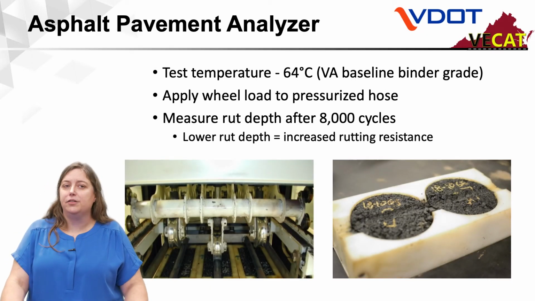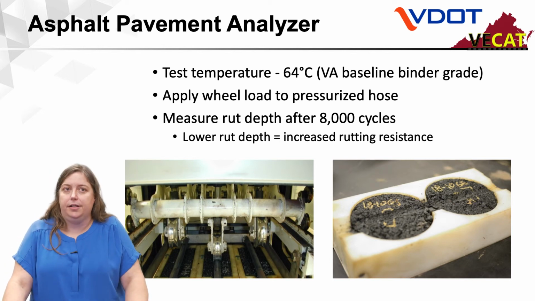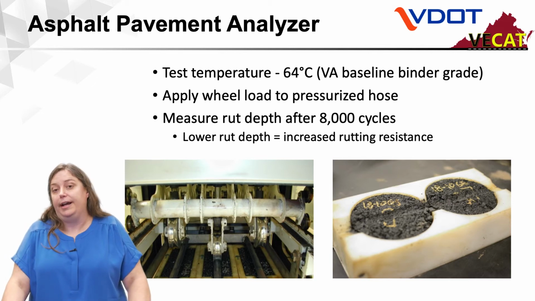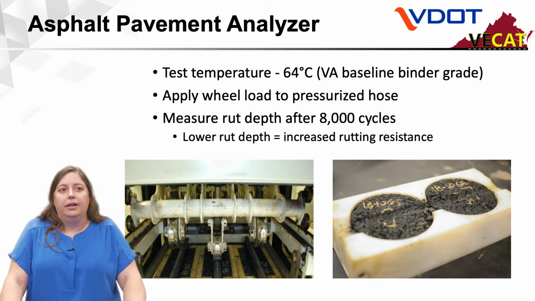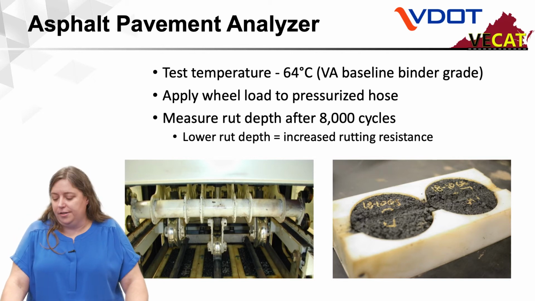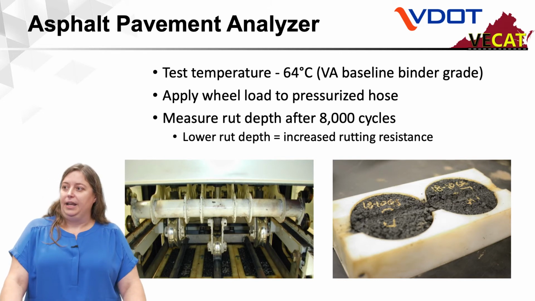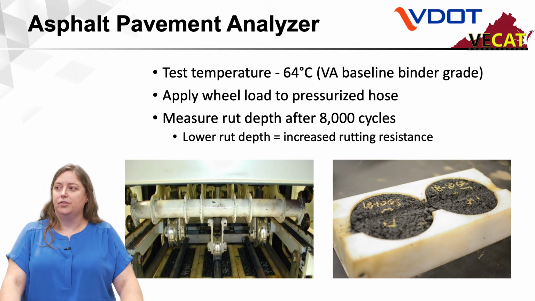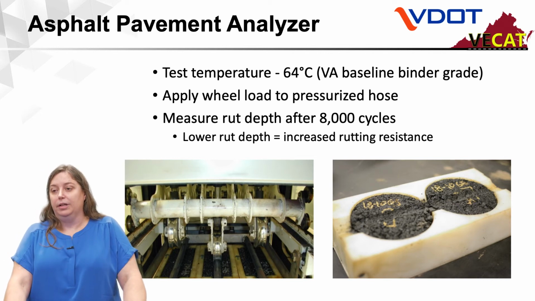The Asphalt Pavement Analyzer is used at 64 degrees C, our baseline binder grade for testing. The machine applies a wheel load to a pressurized hose that simulates the action of a tire rolling across the pavement. We measure rut depth after 8,000 cycles, and lower rut depth means increased rutting resistance. Pretty straightforward. It should be noted, though, this is an empirical test. There is not a distinct mechanistic relationship between the results of this test and the stresses and strains that happen in a real pavement. The relationships are statistical.